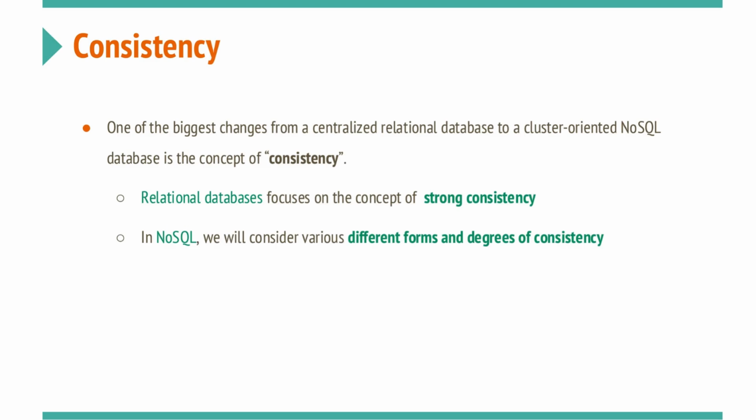One of the biggest mindset shifts when moving from a traditional, centralized relational database to a modern, cluster-oriented NoSQL database is this idea of consistency. Relational databases, which are built on the ACID model, put a very strong emphasis on what we call strong consistency. This means that after you write a piece of data, any future read operation from anywhere will instantly see that new value. It's simple and predictable.